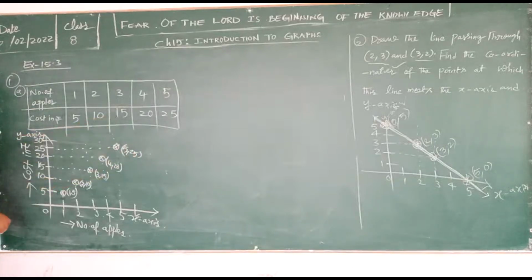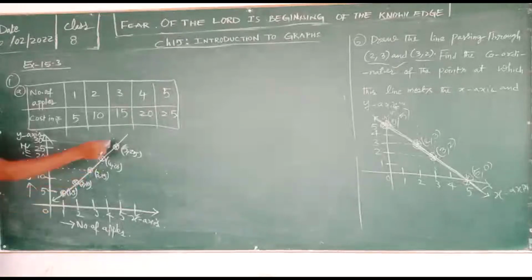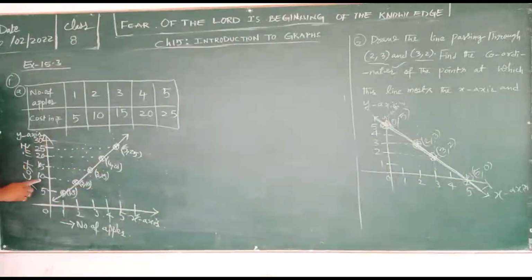Join all of these. You got a straight line or not? Check. When you join all this, you got a straight line. This is called a linear graph. Which graph is it? Linear graph. Like these points, if you join them and you get a straight line, then that is called a linear graph.